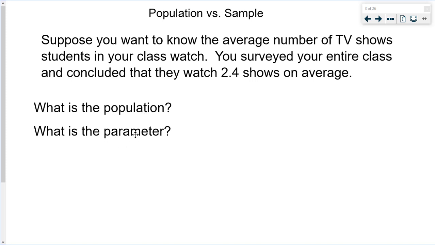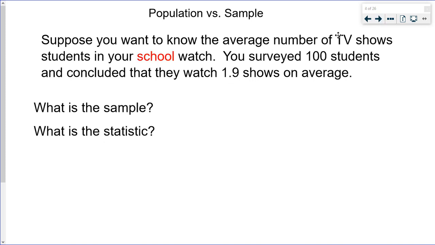A parameter here is something about that population. So, for instance, up here, the population is all of the students in the class. Well, if your class is only 20 or 25 people, that's not that hard to figure out, to ask every single student in the class, how many television shows do you watch? And this 2.4, this parameter right here, that is something to describe the population, all of the people in the class. So many, many times we have no idea what the parameter is of something. But if the population is somewhat small, we can know it.